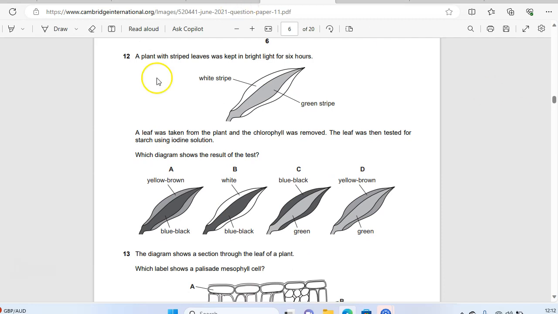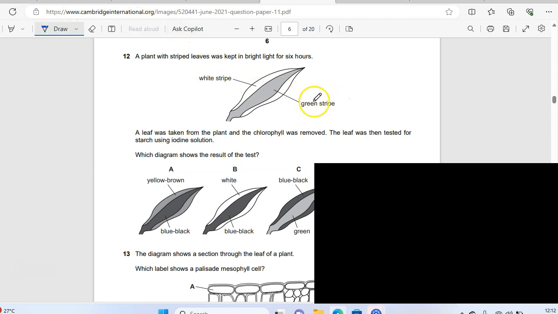Question number 12. A plant with striped leaves was kept in the bright light for 6 hours. You can see the white stripes and green stripes here. The white stripes don't have any chlorophyll. Green stripes do have chlorophyll. Pardon my handwriting, but I hope you can understand my accent and my English as well.